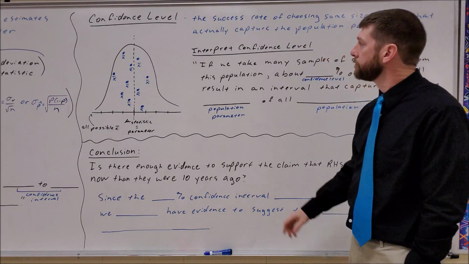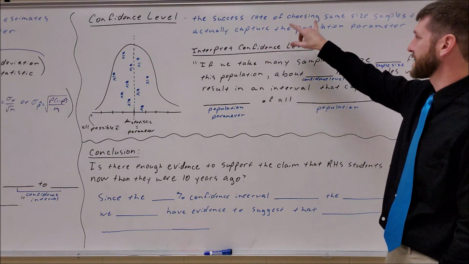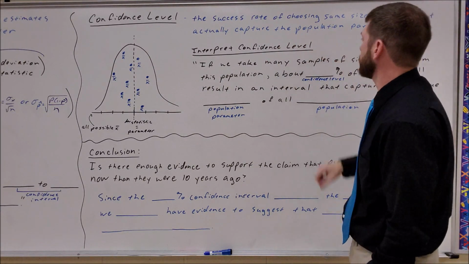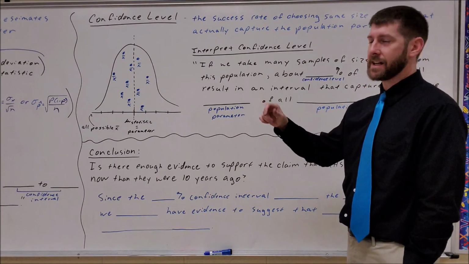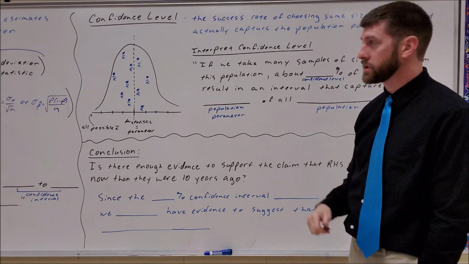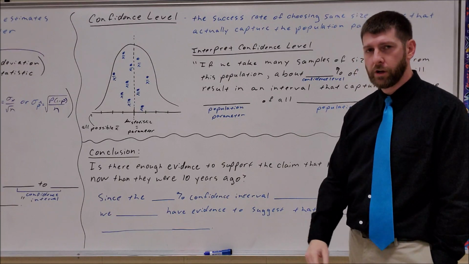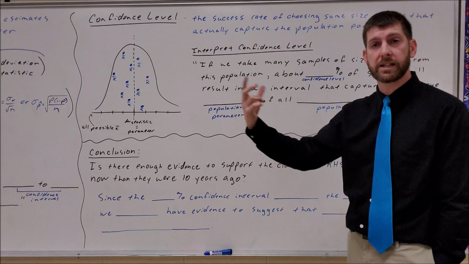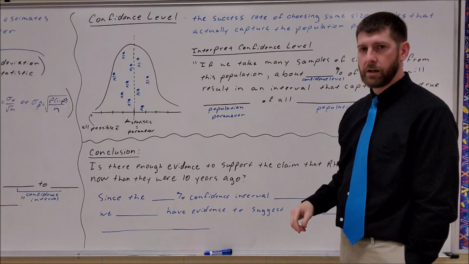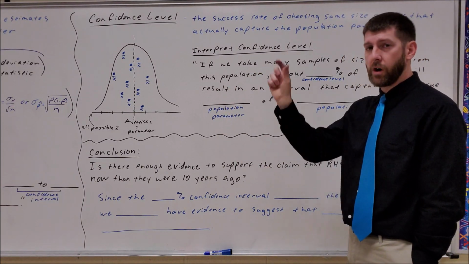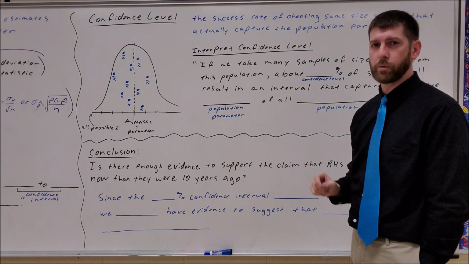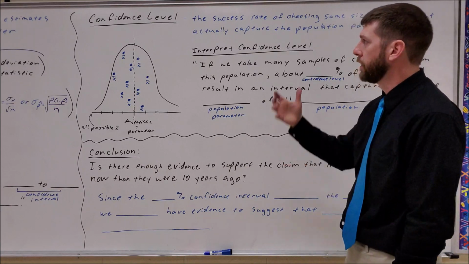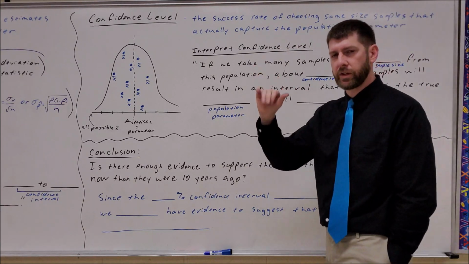So here's a confidence level. Confidence level is nothing more than the success rate of choosing same size samples that actually capture the population parameter. So if I do the same sample again and again, and I build the same confidence interval, same margin of error, so to speak, how many of all of those intervals off of all possible samples would actually contain what's really going on in the population? That's what a confidence level is. Let's get a visual aid for that.